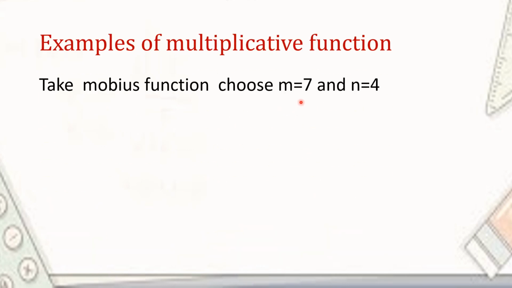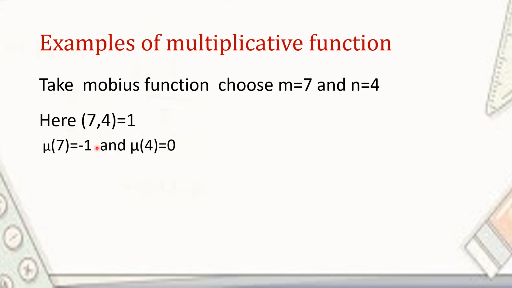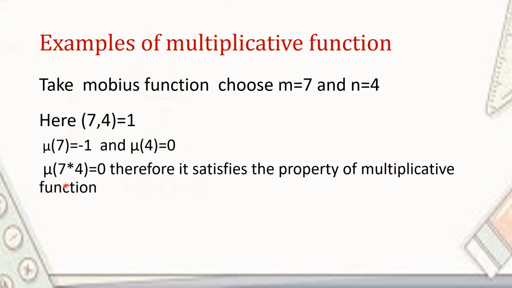Now let us see another example of a multiplicative function. Take the Mobius function. Choose m is equal to 7 and n is equal to 4. Here m and n are co-prime. So mu of 7 is equal to minus 1, and mu of 4 is equal to 0 because the prime factorization of 4 is 2 square. So the Mobius function of 4 is equal to 0. Then mu of 7 into 4 is equal to 0. Therefore, it satisfies the property of a multiplicative function, that is mu of 7 into 4 is equal to mu of 7 into mu of 4.